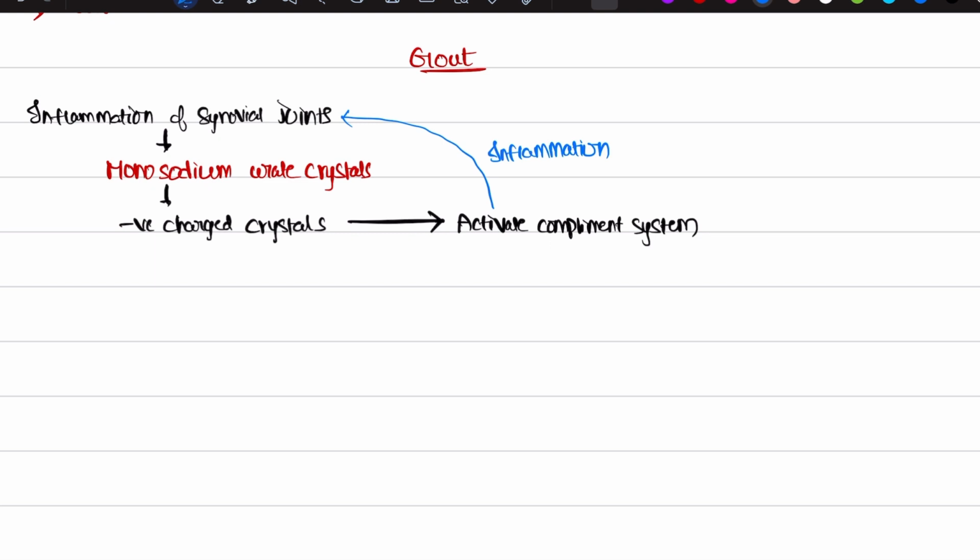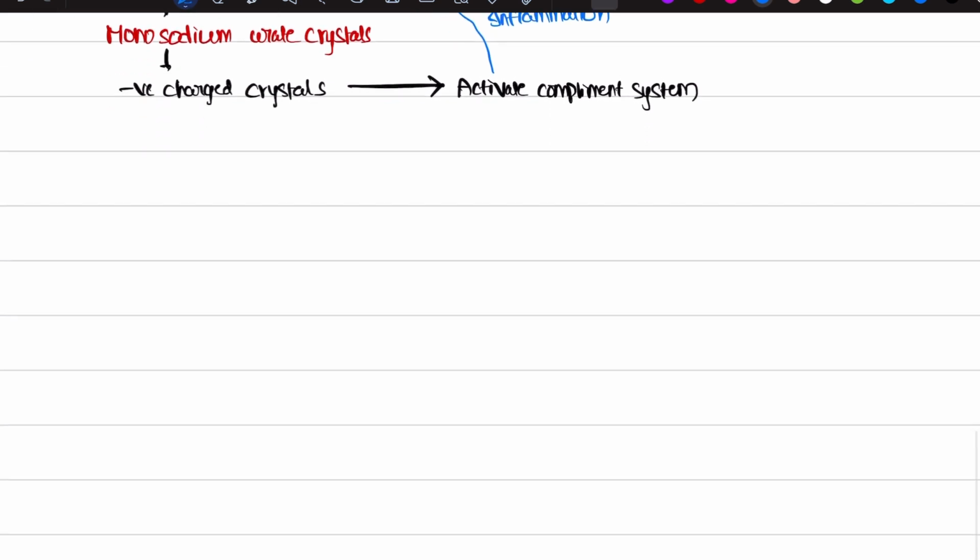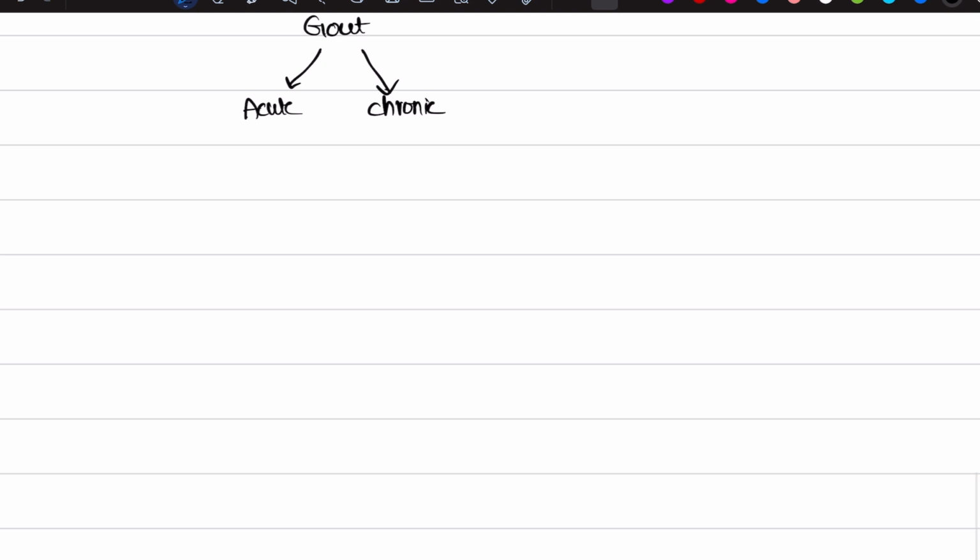Okay. So let's classify gout into acute gout and chronic gout. First we are going to discuss acute gout. So I am going to write gout. Under gout we are discussing acute and the other one is chronic gout. In acute gout, what is the most common joint involved? I hope you guys know.